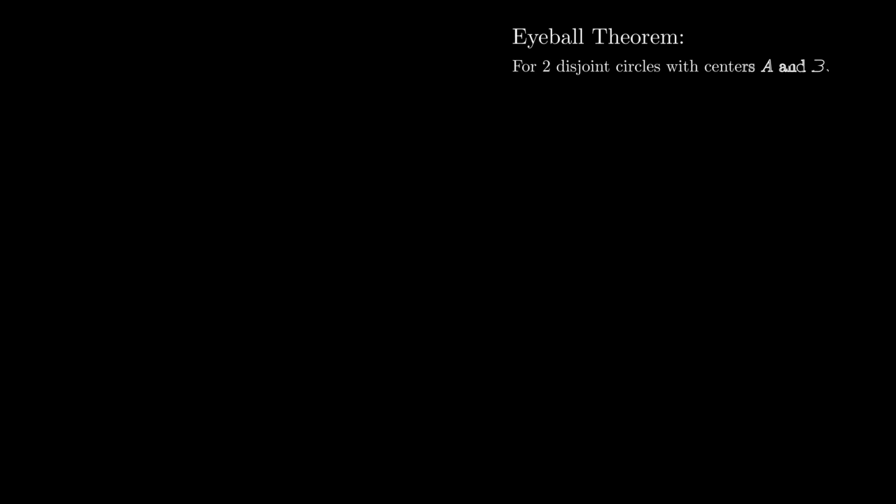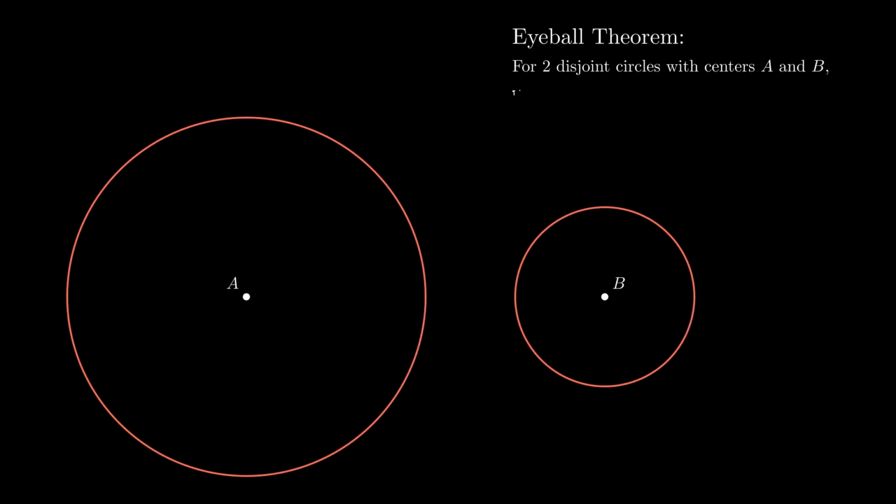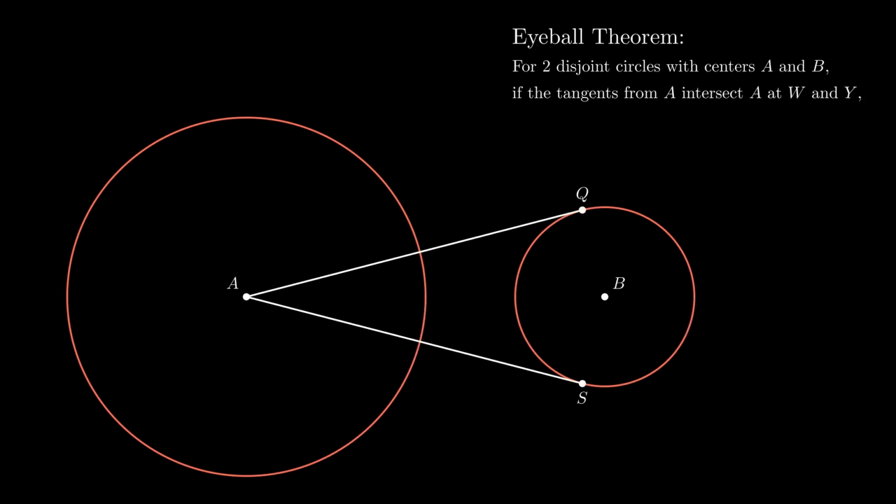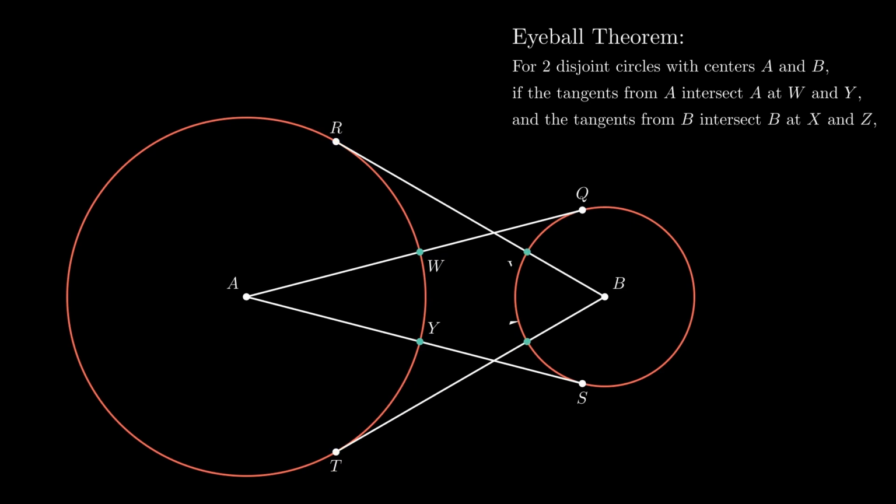The eyeball theorem states that for two disjoint circles with centers A and B, if the tangents from A intersect the circle at W and Y, as you see, and the tangents from B intersect at X and Z, then WY is equal to XZ.